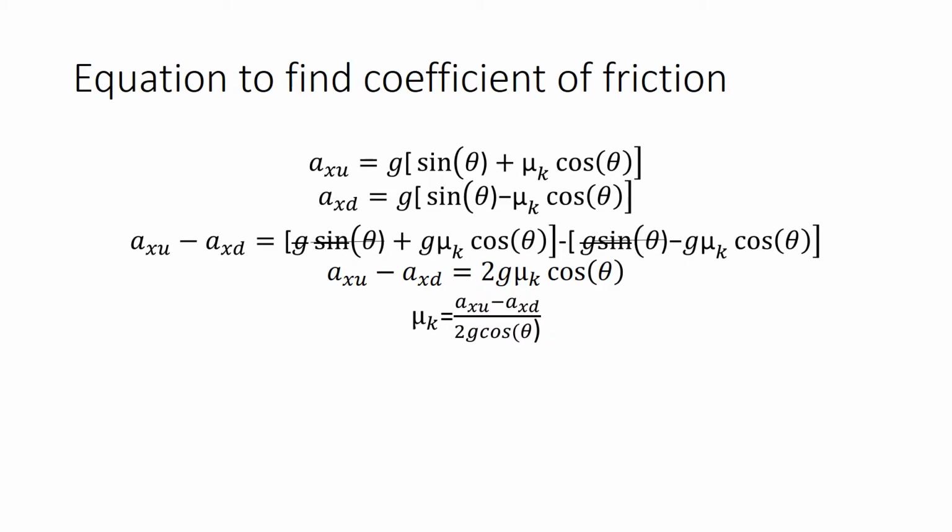So then it would equal acceleration of the x direction up the ramp minus the acceleration in the x direction down the ramp equaling 2g mu k cosine theta. With moving stuff around, we end up getting mu k equaling acceleration of the x up the ramp minus acceleration x down the ramp divided by 2g cosine theta.